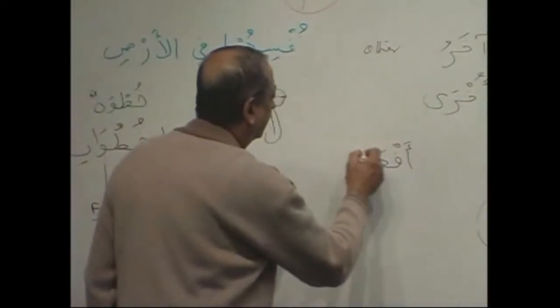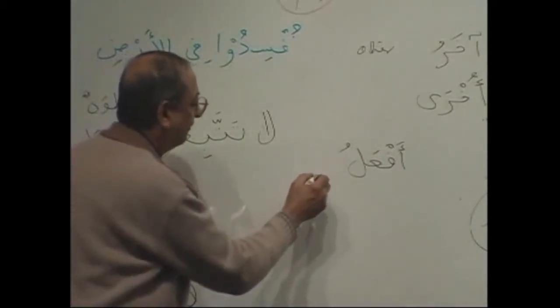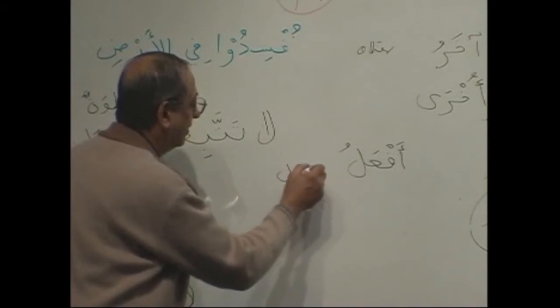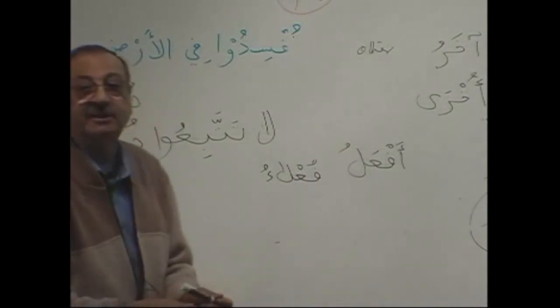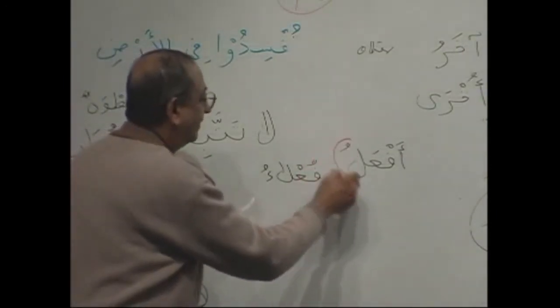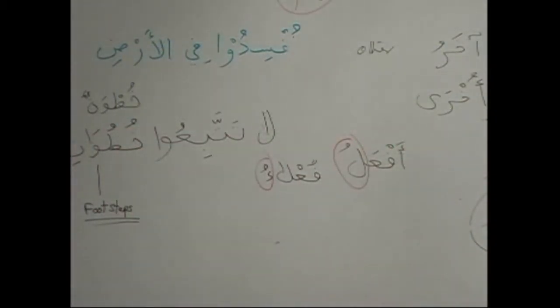For colors, there is a pattern. What is the pattern for masculine, brothers and sisters? Af'alu. And what is the pattern for feminine? See, in both cases, there is a single dhamma. So that is diptote. Are you with me, brothers and sisters? Okay. Now, if you were to say ahmaru, it will become hamra'u.